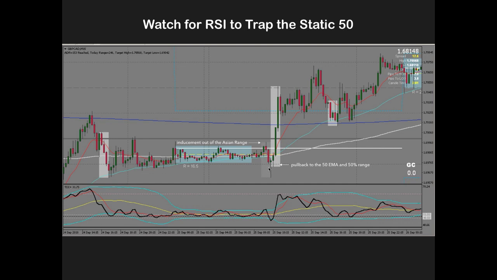It's a nice pin, a nice morning star candle pattern. And then you can look right here. This is what I mean by trapping the static 50. This is your static 50. The RSI closes below the static 50 and then comes back above it. That's a trap. A bounce is when it hits it and bounces off. A trap is when it goes through and then comes back above. Same thing the other way, when it goes up and then back down through. That's the difference between a trap and a bounce.